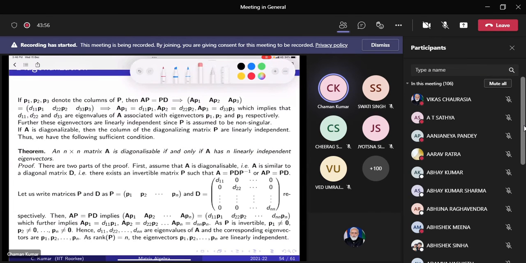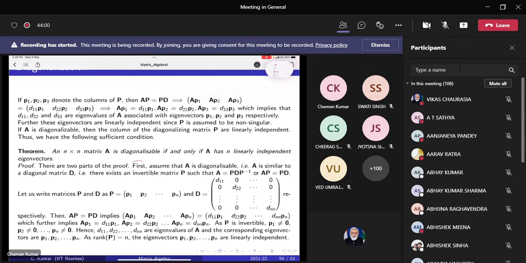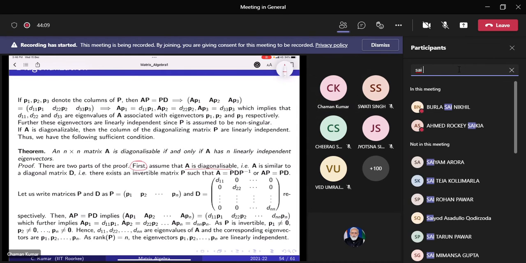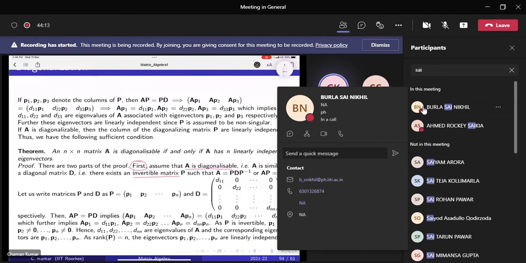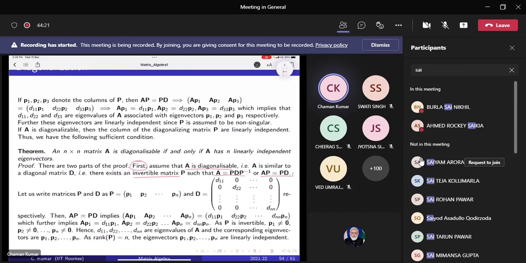Okay, so we prove these two parts one by one. The first part. Assume that A is diagonalizable. By the definition of diagonalizable, we can say that there exists an invertible matrix P such that A is equal to P D P inverse, or AP is equal to PD, where D is a diagonal matrix.